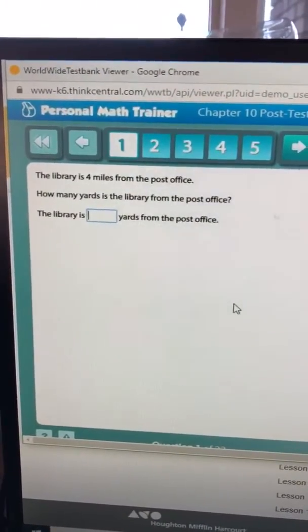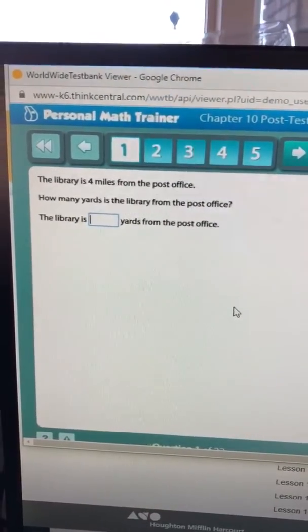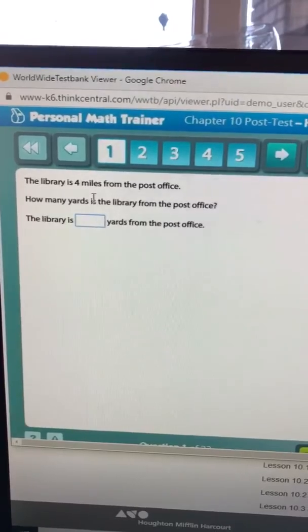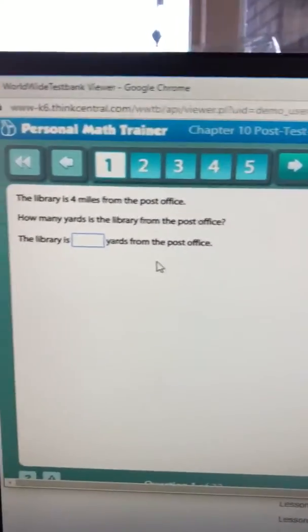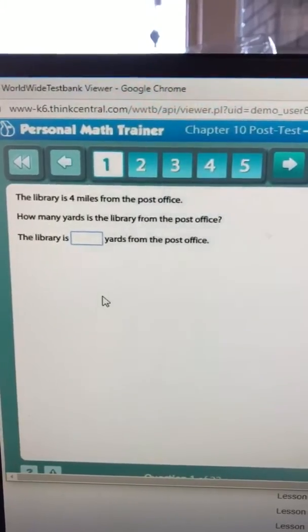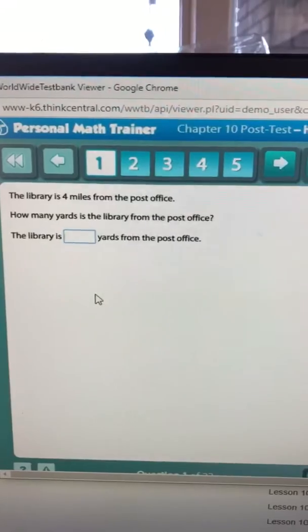Good morning. Let's review how to do some of the problems that are on the practice test today. This one is talking about the library being 4 miles from the post office. How many yards is the library from the post office? You're going to have to convert miles to yards.